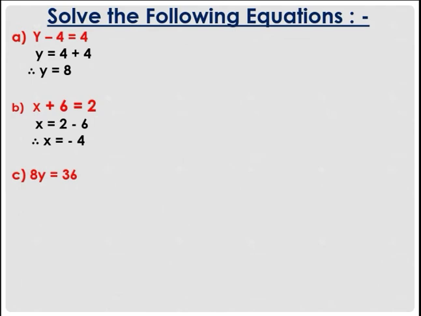8y is equal to 36. Now here 8 is in the multiplication form with the y. So when we shift it from LHS to RHS, it becomes the division form. Therefore, y is equal to 36 divide 8.